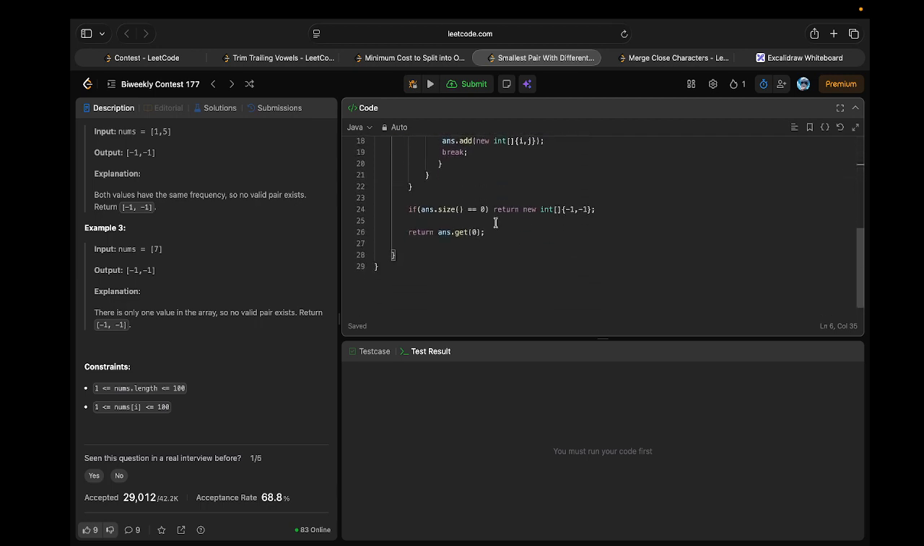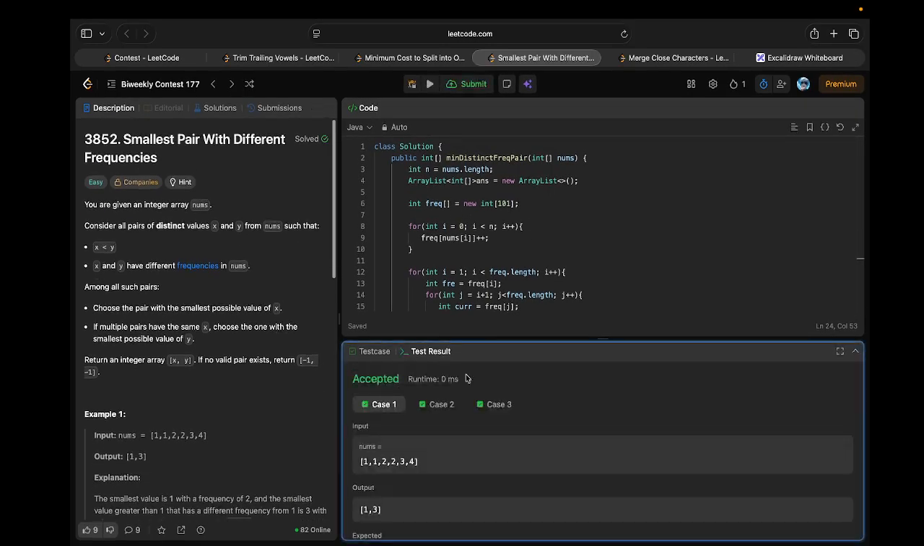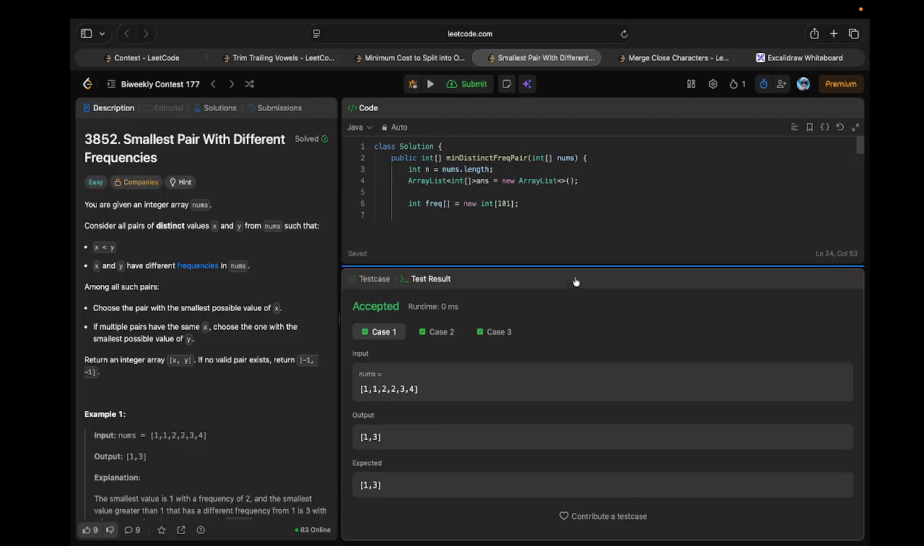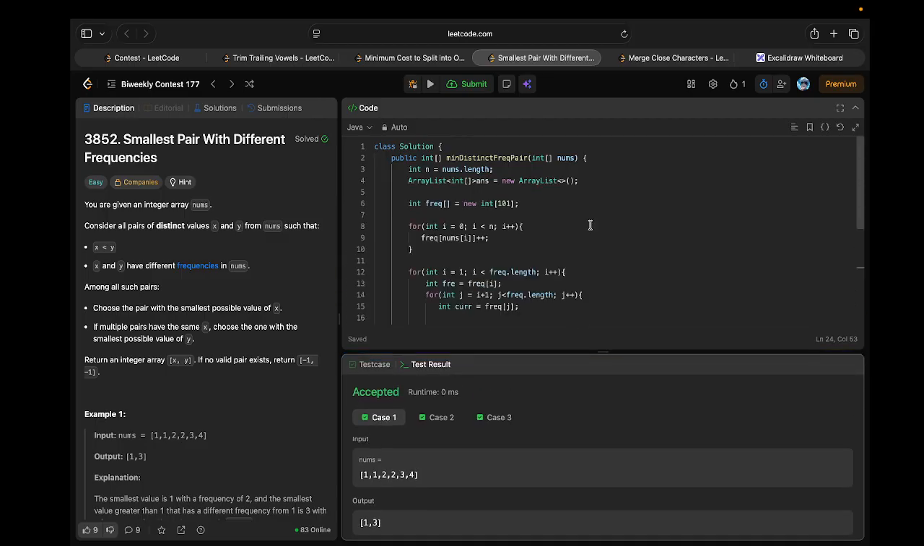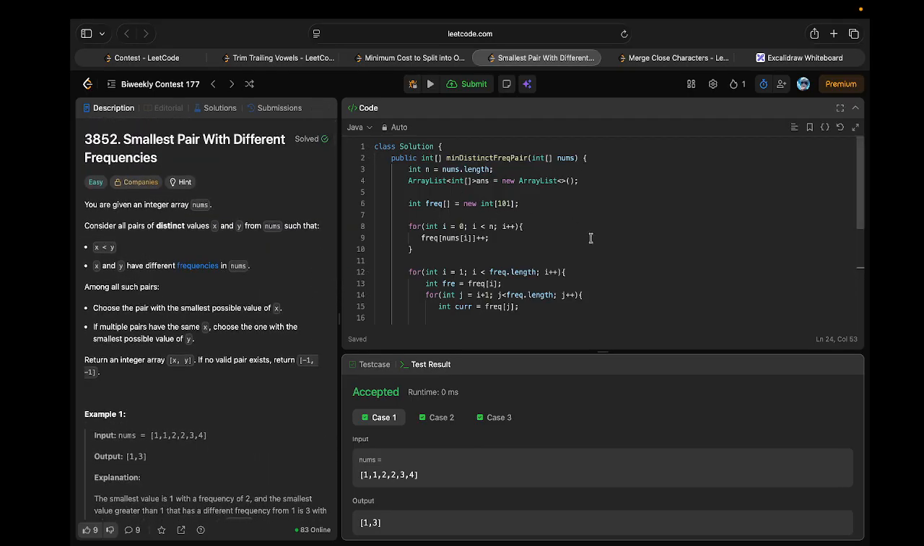So this is what we are doing, and I'm checking if my answer doesn't contain any element, which means I was not able to find a good pair, so I simply return -1, otherwise I return the first pair. So this is what the code looks like, and if you see, this is working fine. Just let me know the time and the space complexity in the comment section. This is pretty easy. It's literally implementation based, but the idea is pretty easy.